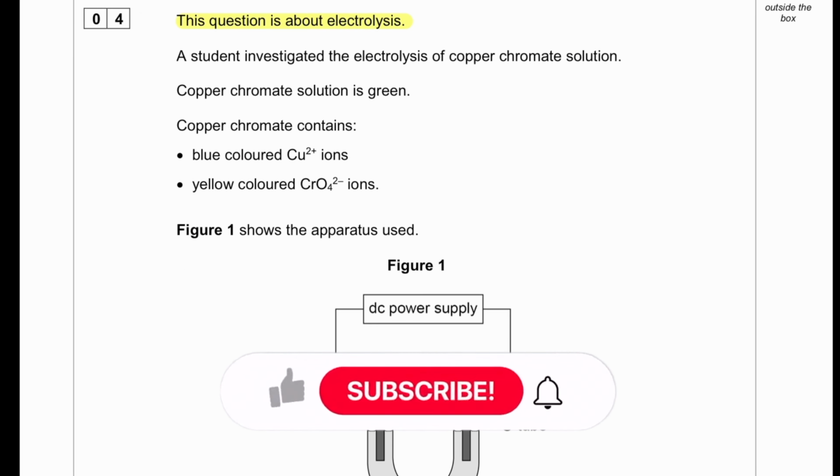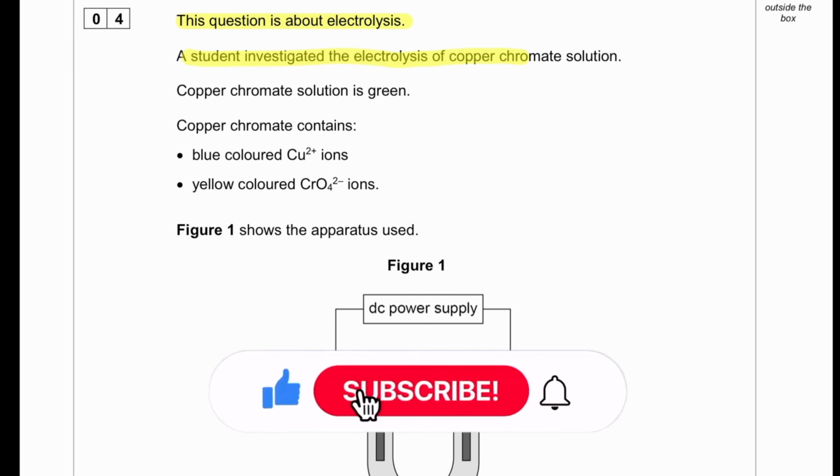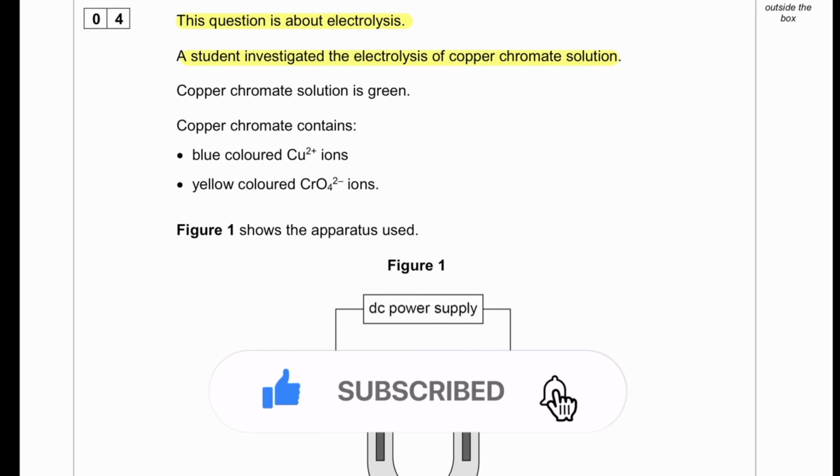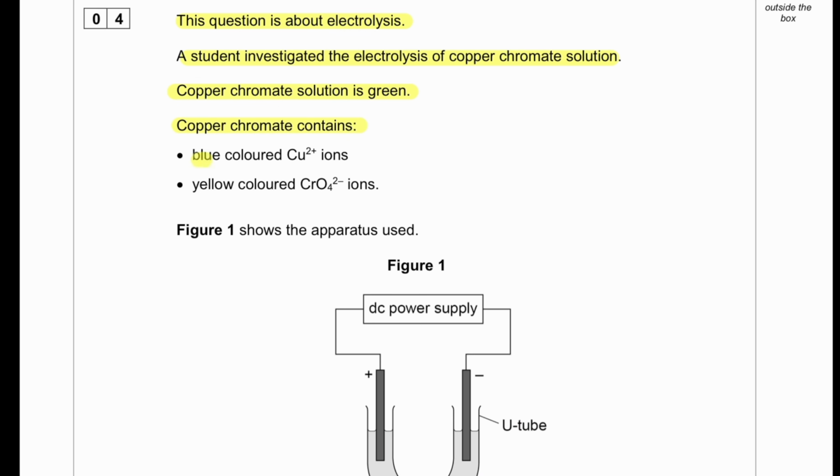This question is about electrolysis. A student investigated the electrolysis of copper chromate solution. Copper chromate solution is green. Copper chromate contains blue colored copper 2 plus ion and yellow colored CrO4 2 minus ion. Figure 1 shows the apparatus that is used.